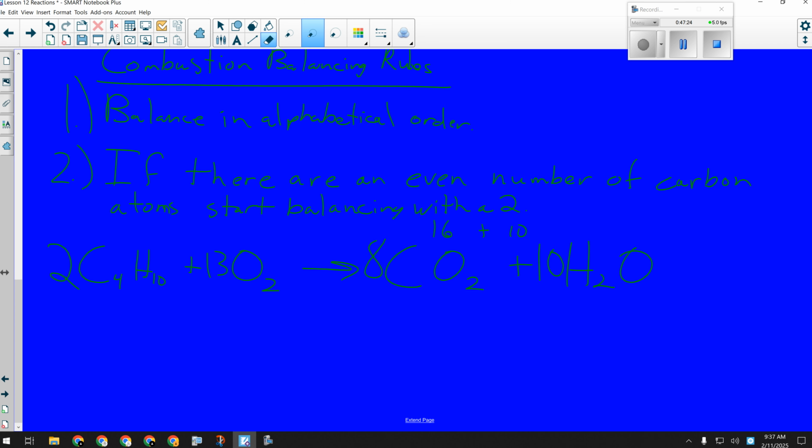Okay? It's just they've got these little separate balancing rules. Balance it alphabetically, and then the rule of 2. All the other reactions, find the biggest number, start there. Okay? And you just bounce back and forth.